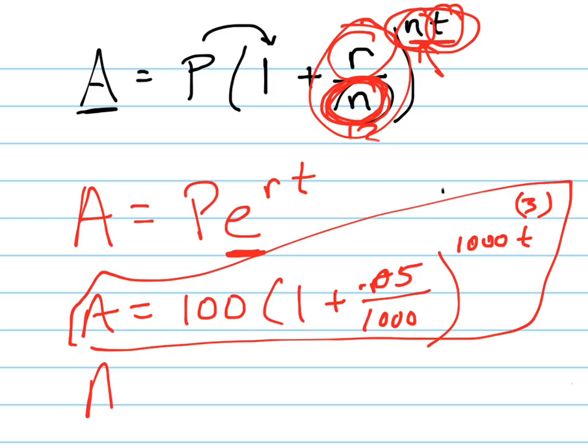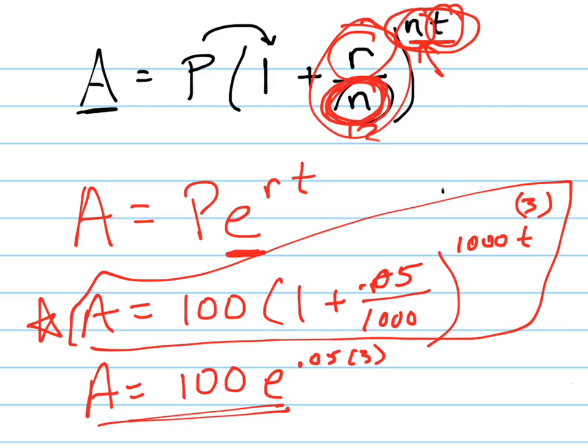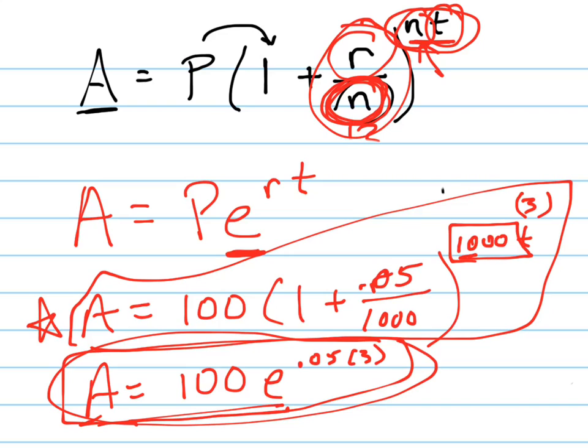And if you were to compute this number right here, e to the 0.05 times 3, if you were to compute those two numbers, this number right here would be slightly larger than this number right here. Because this number, the PERT equation, is the limit of, it's like the max, it's the limit as the number of compoundings gets bigger and bigger and bigger, it approaches this number, but it never reaches it. It's a limit. It's like an asymptote concept.